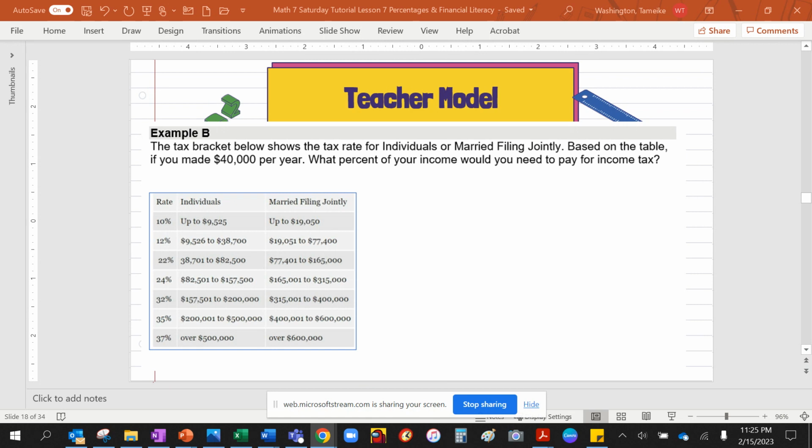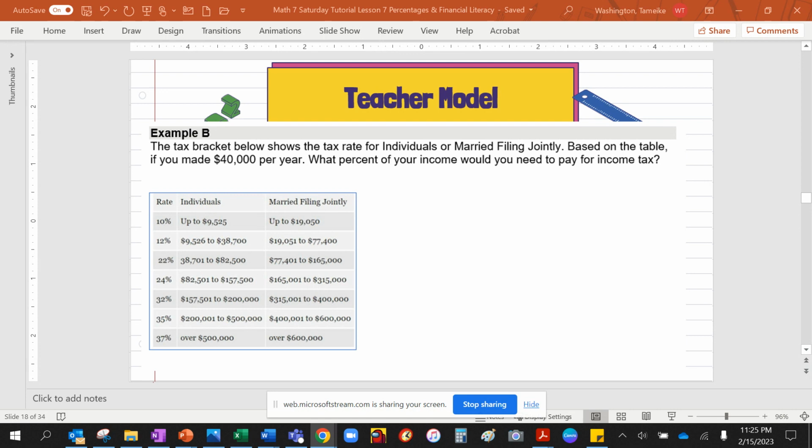Let's now take a look at tax rate. Tax rate is a rate provided by the government that tells you how much of your income will be taxed and how much you need to pay depending on how much you earn. The question says, the tax bracket below shows the tax rate for individuals married or married filing jointly. Based on the table, if you made $40,000 per year, what percent of your income would you need to pay for income tax? So let's look at our table.